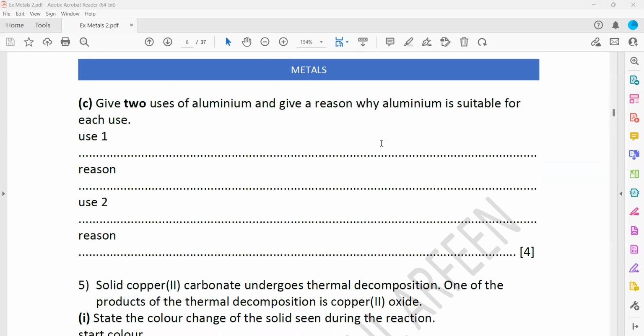Give two uses of aluminium and give a reason why aluminium is suitable for each. So what are the uses of aluminium and why can it be used for them? For example, we use it to manufacture aircraft bodies. What is the reason for that? Because it has a low density. If I say aircraft bodies, then the answer is that it has a low density.